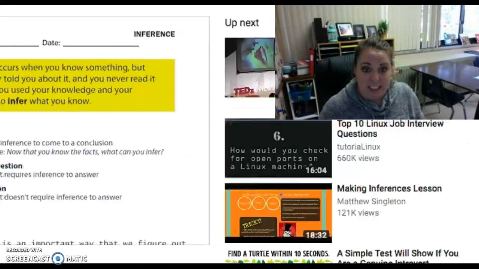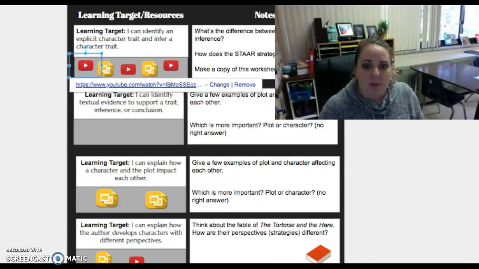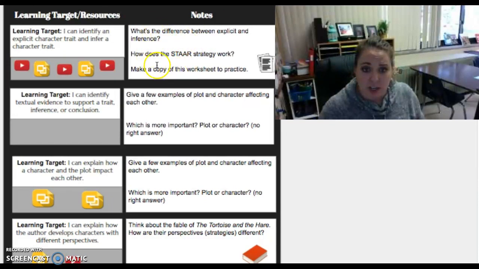This one has to do with inference. So you go in and you look at the resources, you learn, and then there's questions over here for you to think about that are directly related to this learning target. So what is the difference between explicit and inference? How does the STAR strategy work?